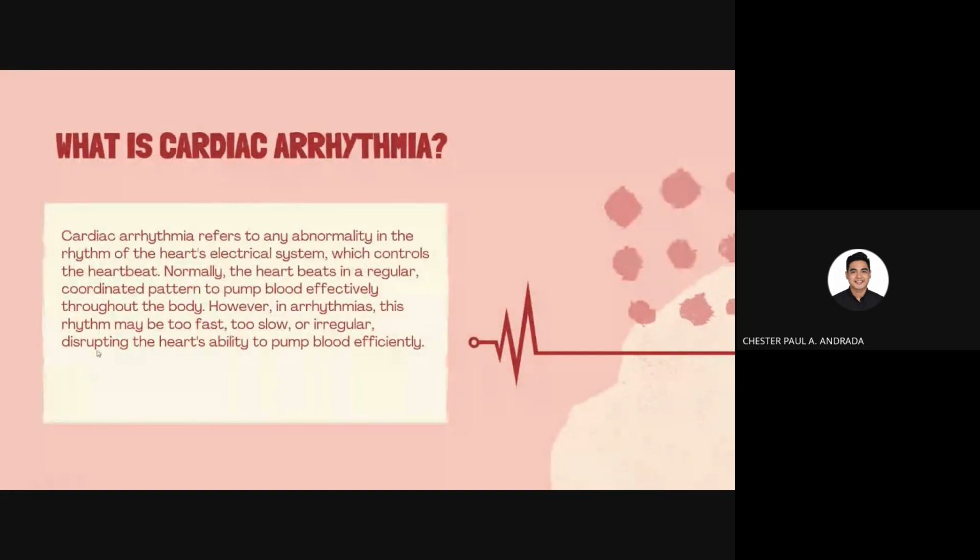So what is cardiac arrhythmia? Cardiac arrhythmia refers to any abnormality in the rhythm of the heart's electrical system, which controls the heartbeat. Normally, the heart beats in a regular, coordinated pattern to pump blood effectively throughout the body. However, in arrhythmia, this rhythm may be too fast, too slow, or irregular, disrupting the heart's ability to pump blood effectively. So, usually, the three types of arrhythmia are being too fast, too slow, or irregular. We can call this as tachyarrhythmia, bradyarrhythmia, and the last one is fibrillation, or irregular rhythm of the heart.